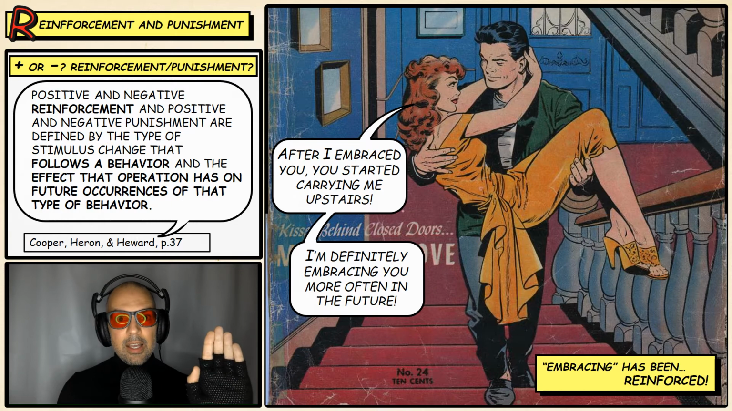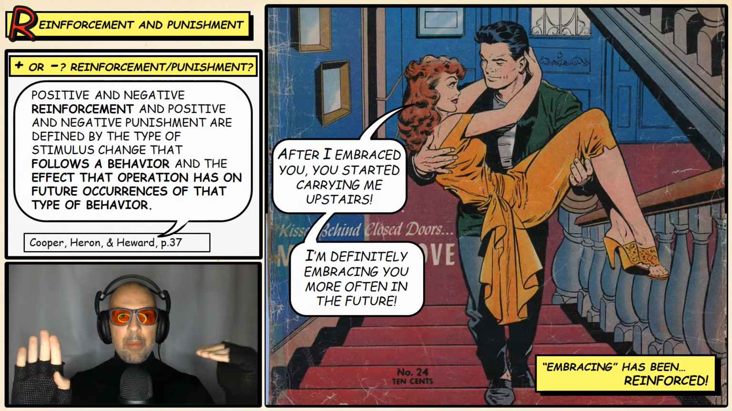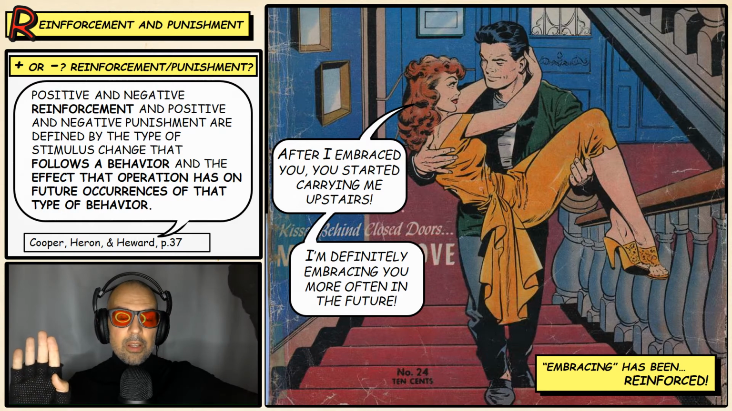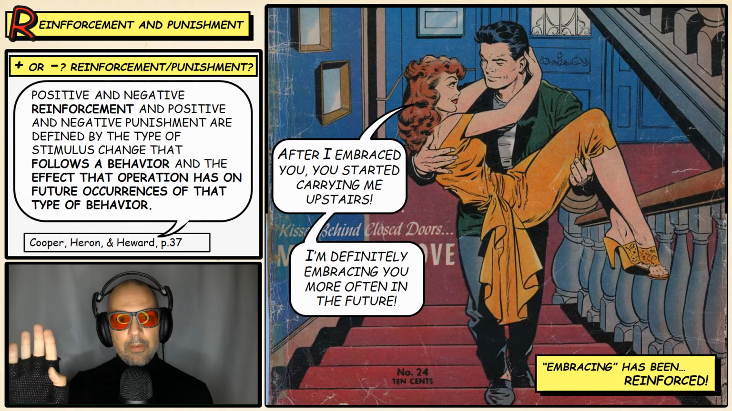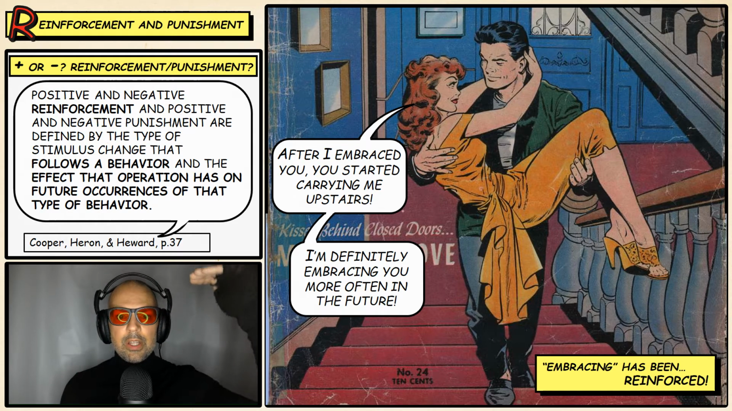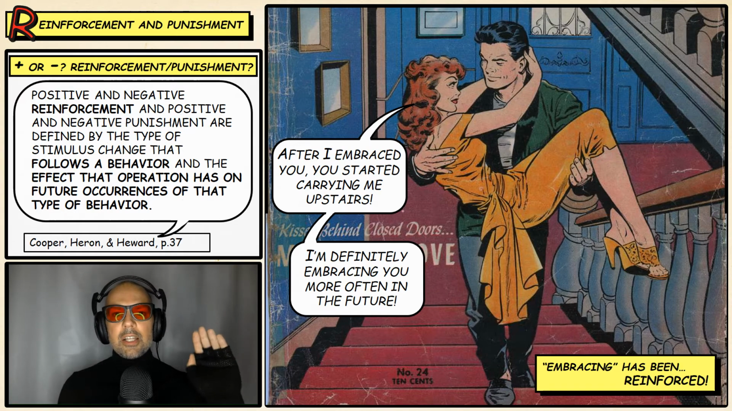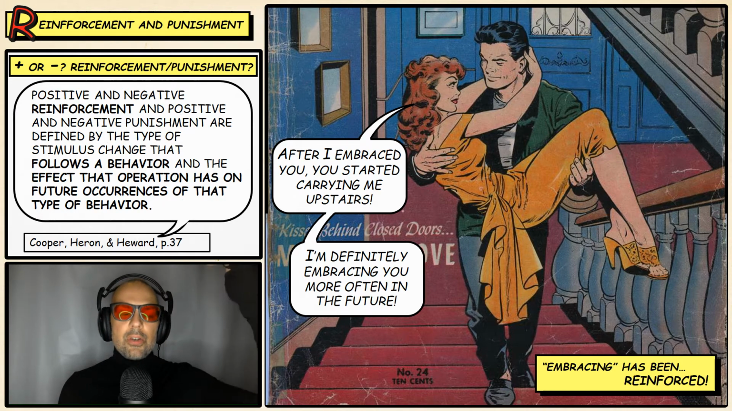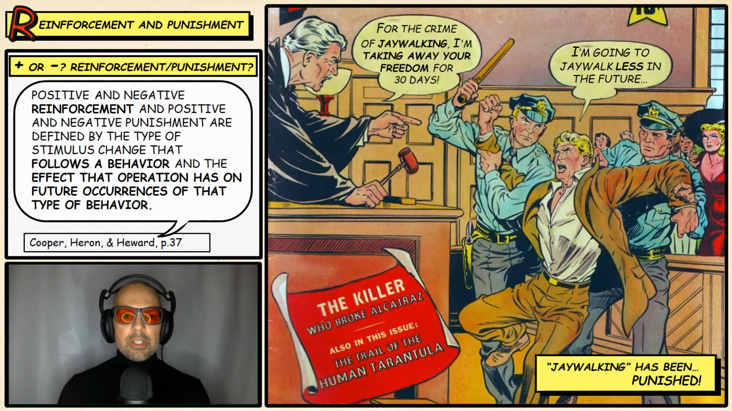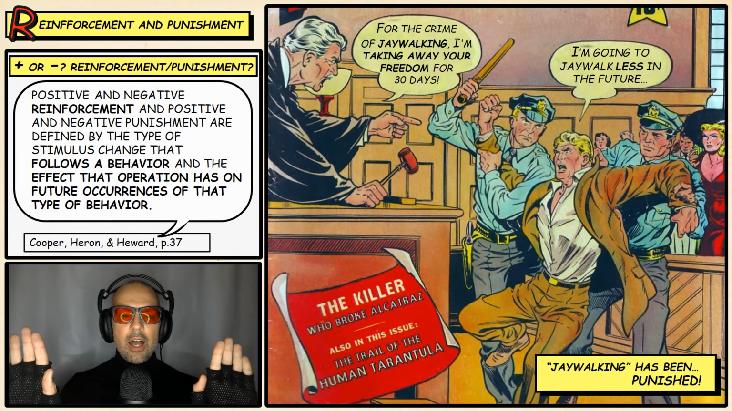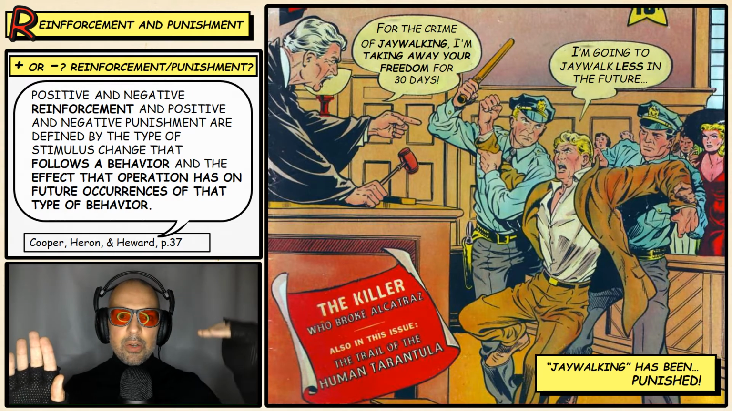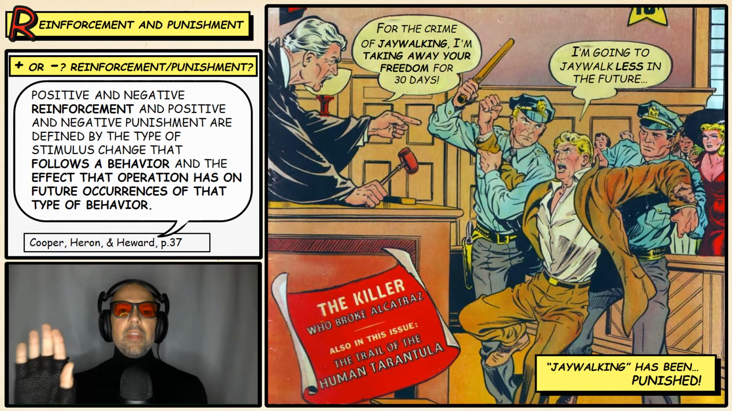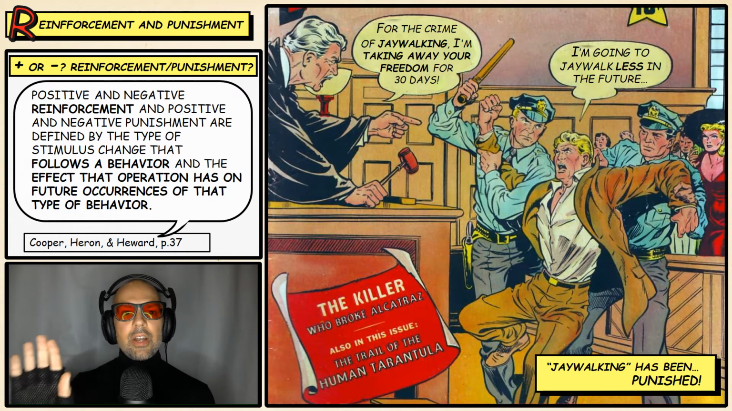And the rule is, if as a result of that consequence, that behavior increases in the future, that consequence was a reinforcer and that behavior has been reinforced. So reinforcement is a consequence that causes a behavior to increase in the future. On the other hand, punishment is a consequence that causes a behavior to decrease in the future. So you have the behavior, you have the consequence, and if that consequence causes a decrease in the behavior in the future, then that consequence was a punishment, and that stimulus or whatever occurred is known as a punisher.